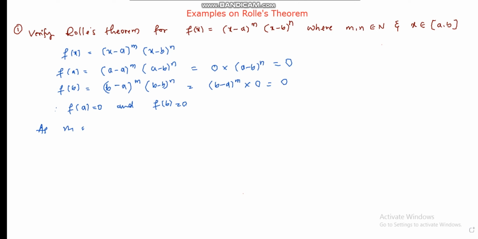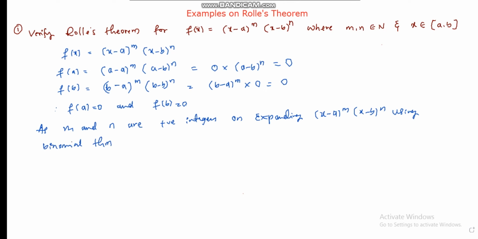And as m and n are positive integers, on expanding (x minus a) whole raised to m into (x minus b) whole raised to n using the binomial theorem, we get one polynomial, a polynomial of degree m plus n, because here is m and here is n, so the degree is m plus n.